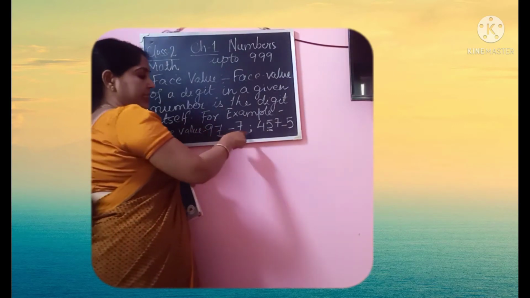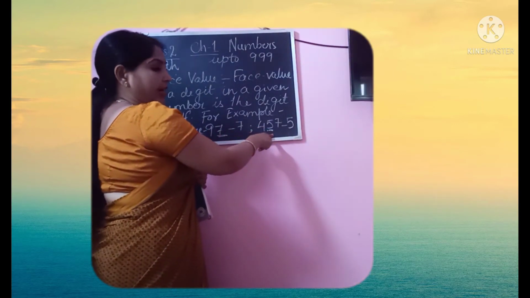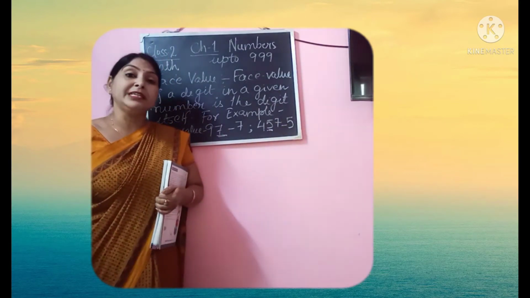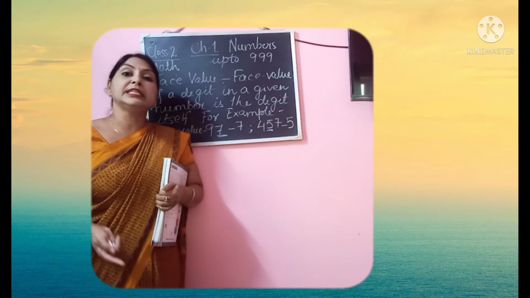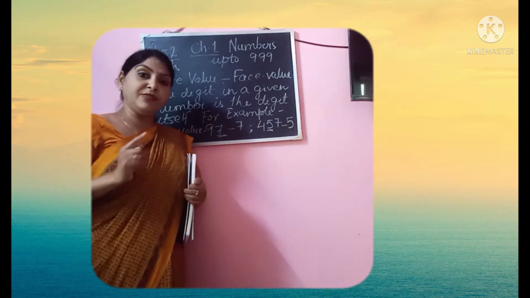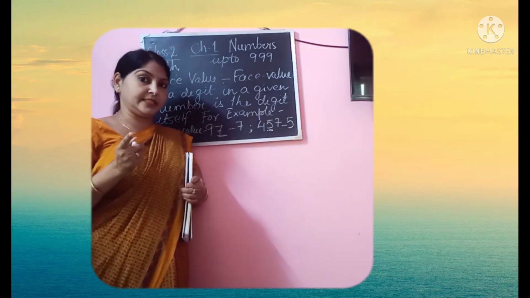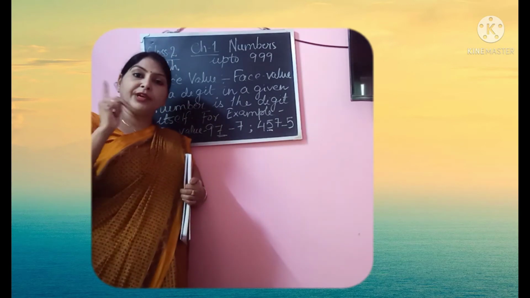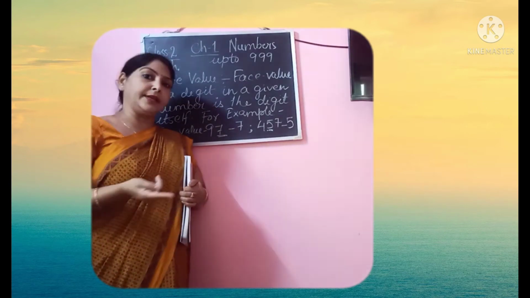Face value of 7 is 7 and face value of 5 in this number is 5. What does it mean? It means face value is the digit itself. When we see 5, we will say 5 only. We will not say anything else. And when we see 6, we will say 6. When we see 1, we will say 1.